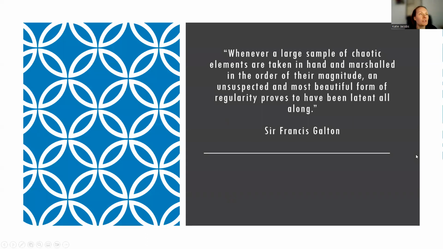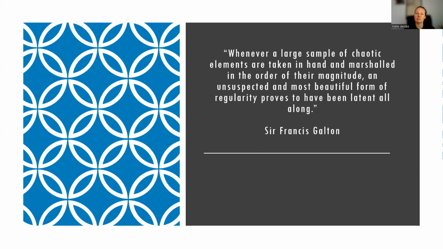So I always like to start this unit with this quote from Sir Francis Galton, because I think it's actually a really beautiful quote. It has a bunch of fancy words. So we're going to read it and then we're going to slowly interpret what it means. All right, so whenever a large sample of chaotic elements are taken in hand and marshaled in the order of their magnitude, an unsuspected and most beautiful form of regularity proves to have been latent all along. Sir Francis Galton.